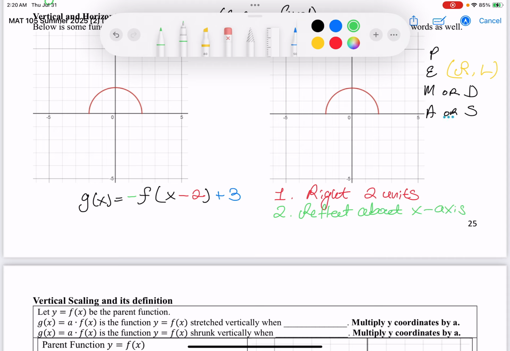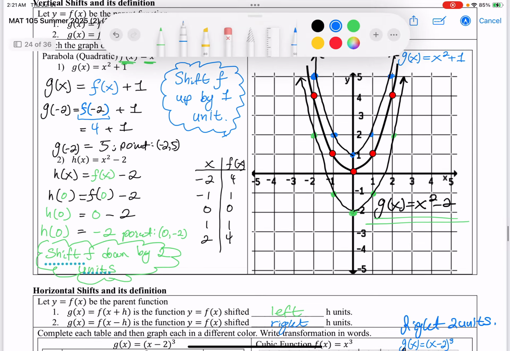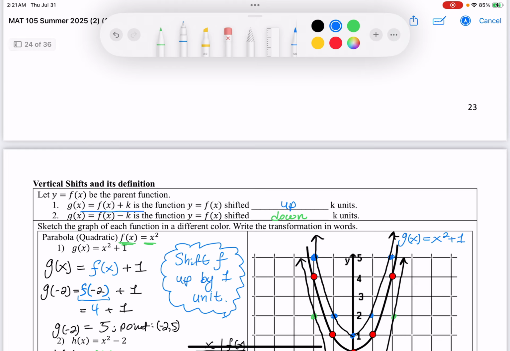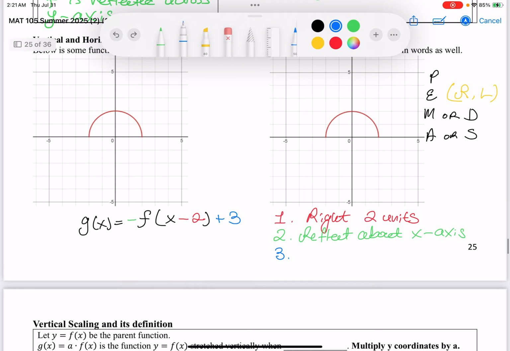And when you reflect over the x-axis, you change the sign of the y-coordinate. And then number 3, or rather, after we do multiplication or division, we have addition or subtraction. And in our case, we have addition. We're adding 3 outside the parentheses. And because we're adding outside the parentheses, that represents you're shifting the function up by that many units. Because we're adding 3 outside the parentheses, we're going to go up 3 units.